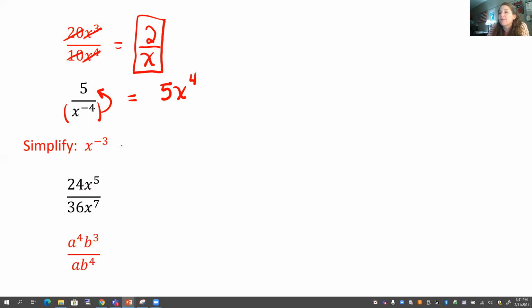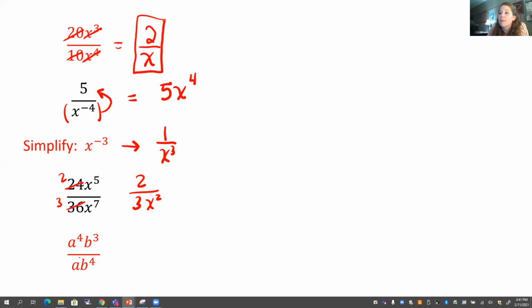All right, so we're going to simplify these. So x to the -3rd, I would flip it down to the denominator, and I get 1/x to the 3rd. All right, I'm going to divide 24 and 36 by 12. 24 divided by 12 is 2. 36 divided by 12 is 3. And then, so those stay where they are. And then the difference in 5 and 7 is 2. Since I have more x's in the denominator, that's where my x squared goes.